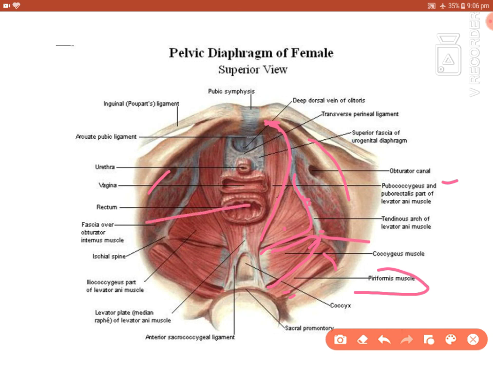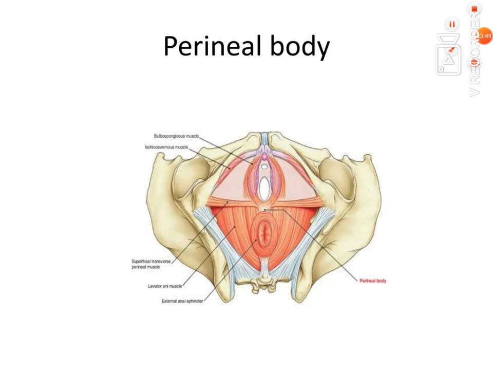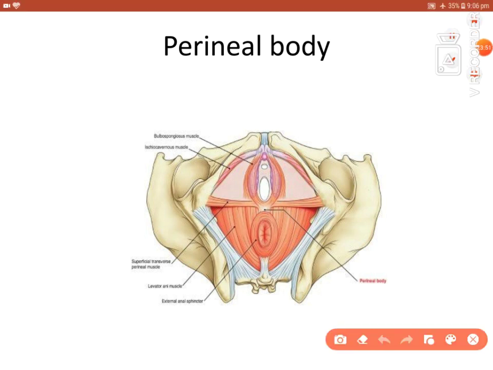Here you can see the rectum, the vagina, the urethra. The pubococcygeus forms fibers around the vagina, which form the pubovaginalis, and around the rectum, which form the puborectalis. This also supports the uterus. Here you can see the perineal body. There is a fibromuscular nodular structure, or fibromuscular mass, between these.